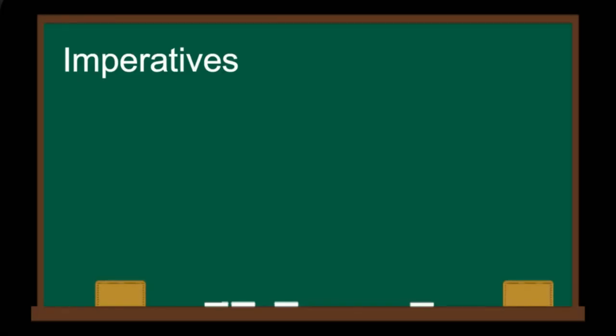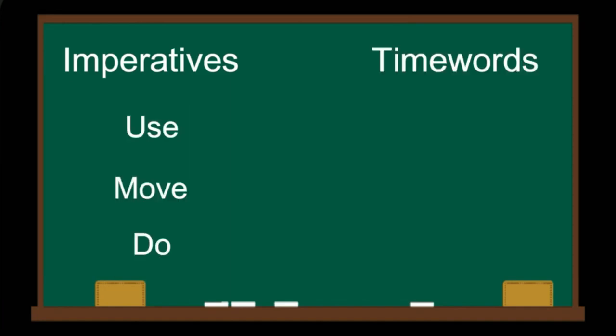Teacher robot. Pretend you're a robot and can be controlled by the voice commands of your student. Ask them to direct you to do simple tasks, such as making a sandwich, cooking an egg. Try and use realia to make it more fun. It's great for practicing imperative forms such as use, move, do, or time word connectors such as before, after, when.